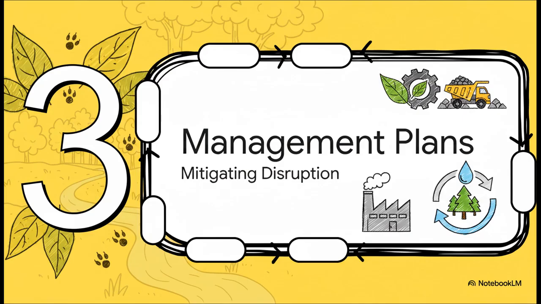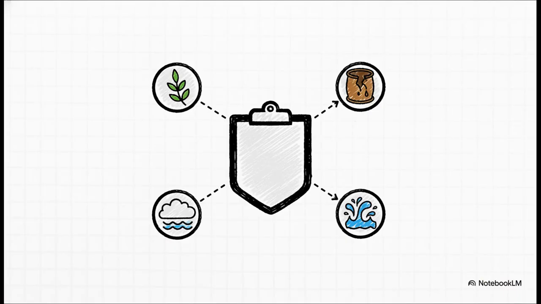The really crucial point here is, how do companies actually mitigate this massive disruption to local biodiversity while still giving us the materials we need to build? Well, to stay compliant and protect habitats, active sites absolutely must have rigorous, comprehensive environmental management plans. And these plans have to address a really wide array of severe operational impacts. It's not just about managing the giant physical hole in the ground.